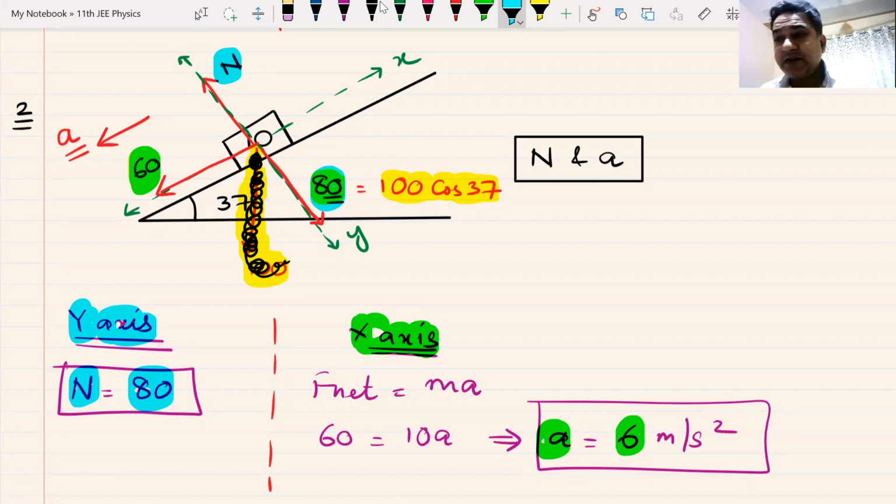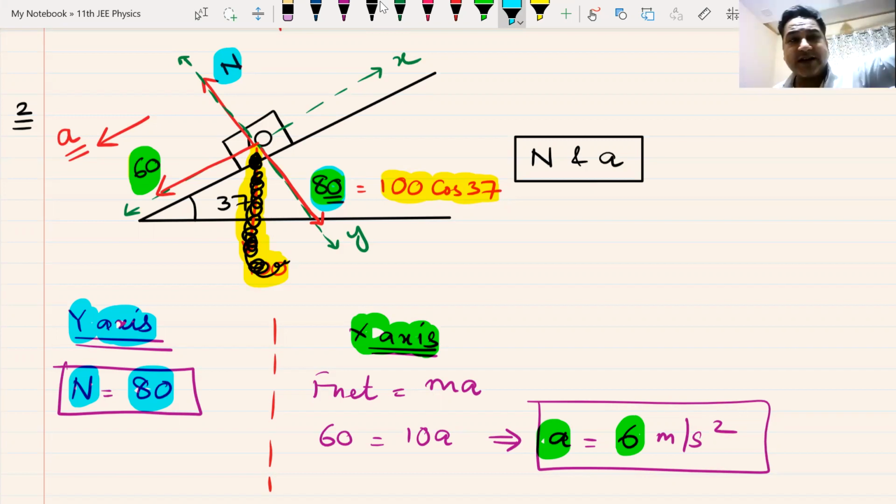Only 5 people have understood this. What about the others? I'll repeat the process. Draw a sketch, already there. Free body diagram, drawn. 100 Newton downwards, normal reaction like this. Choose two convenient axes, y-axis like this, x-axis like this. Resolve 100 Newtons: 80 Newtons here, 100 cos 37, 60 Newtons here, 100 sin 37.